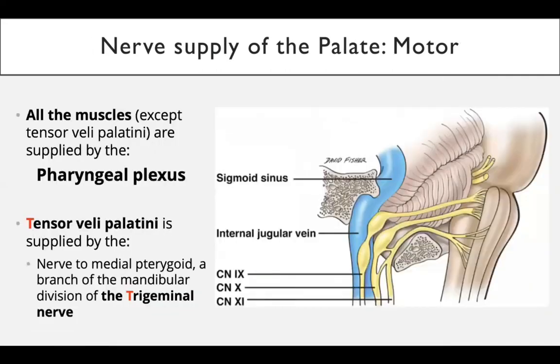And then motor supply was by the pharyngeal plexus, except there was an outlier, tensor veli palatini. T for tensor and T for trigeminal nerve. The trigeminal nerve was supplying the tensor veli palatini.